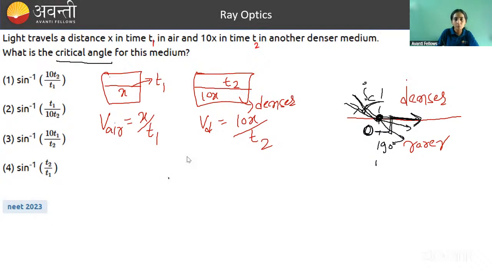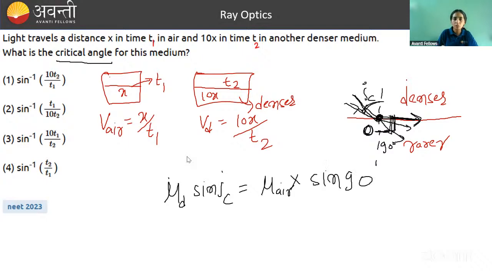So refractive index of denser media into sin IC will be equal to refractive index of rarer media. Here it is air into sin 90. Now put the values. What will the refractive index of denser media be? Mu d will be equal to speed of light in vacuum divided by speed of light in denser media. That is c divided by 10x by t2. So this is equal to c t2 by 10x, and this is equal to sin IC.